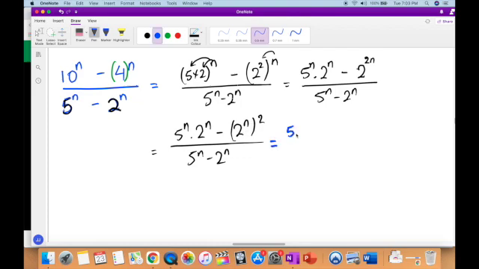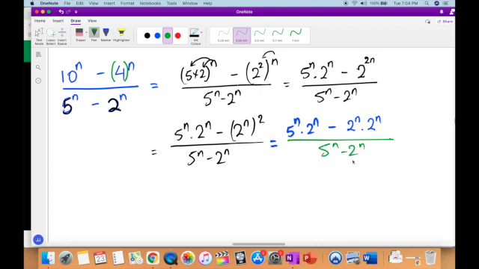Alright, so watch, 5 to the n times 2 to the n minus, guess what? 2 to the n squared. Isn't 2 to the n squared really 2 to the n multiplied by 2 to the n? Does that make sense to you all? And 5 squared is 5 times 5? Yeah. Right. So 2 to the n squared is 2 to the n times 2 to the n. Right? Divided by 5 to the n minus 2 to the n.